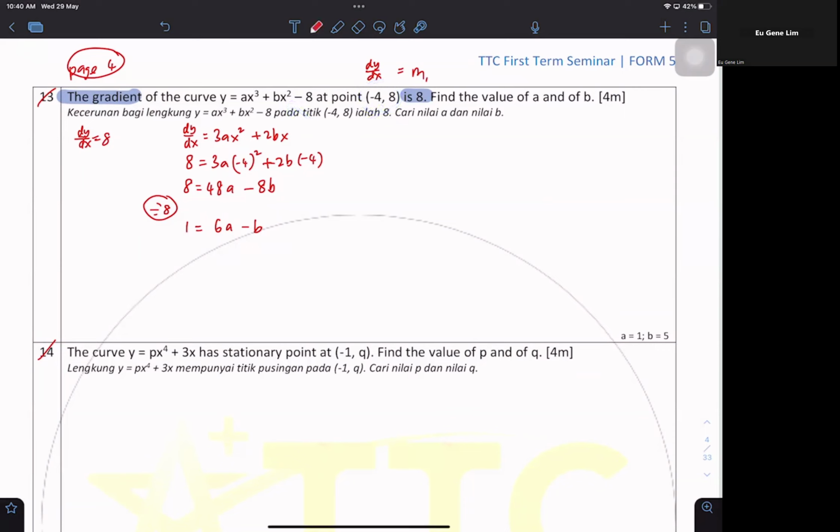The y is 8, and then the x is -4. So like this, you will get the second equation. Then you will be able to do substitution. Understand? The first equation comes from the dy/dx, dy/dx equals 8. The second equation comes from the point you sub into the original equation.